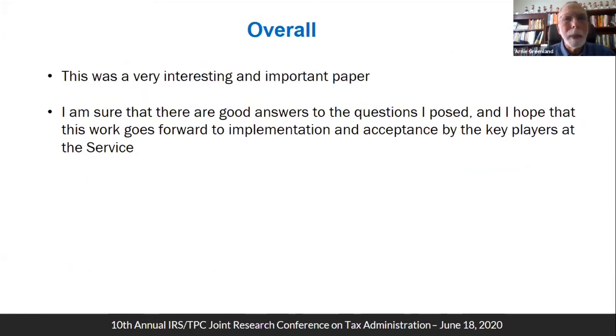Very interesting, important paper, very important work. And I very strongly support going forward with such models in the IRS. So again, thank you all for the hard work in your papers and the interesting ideas that you've presented.